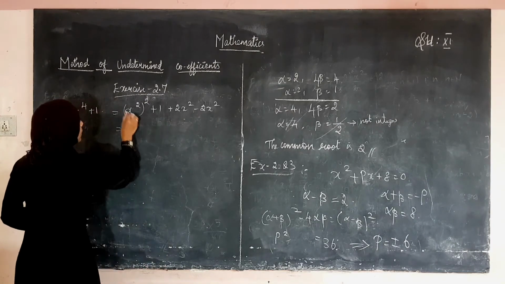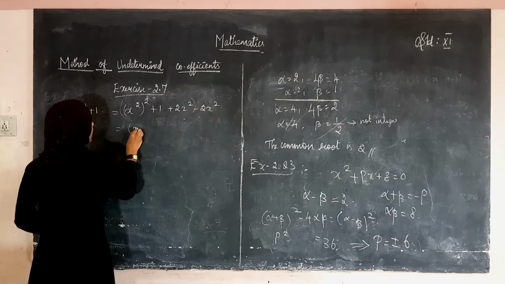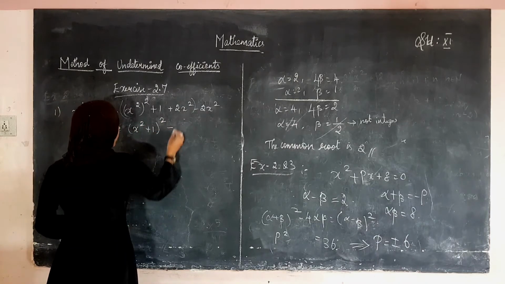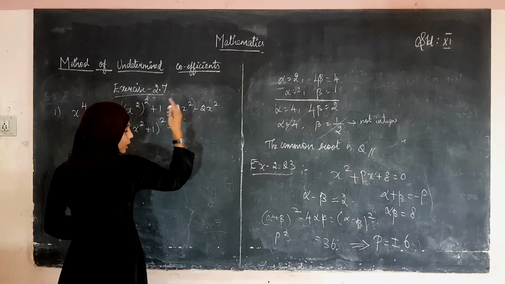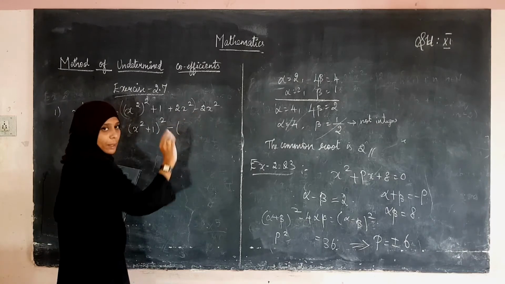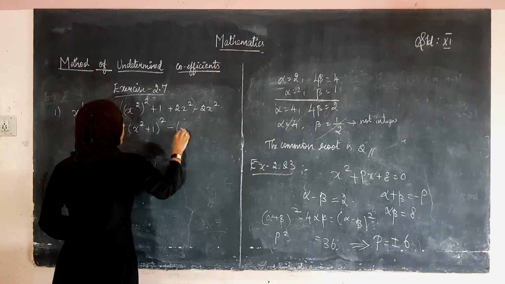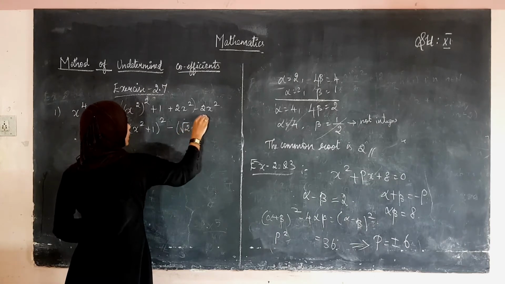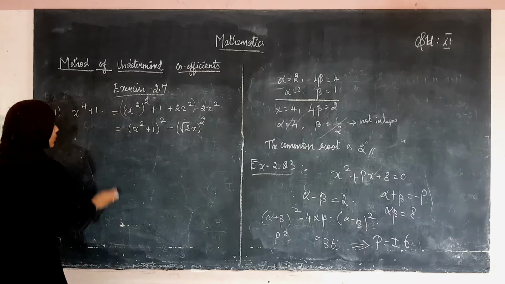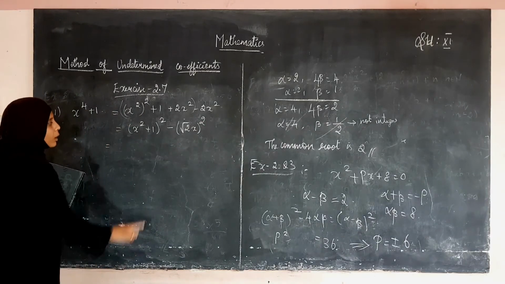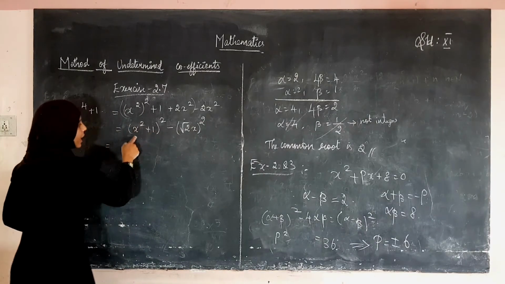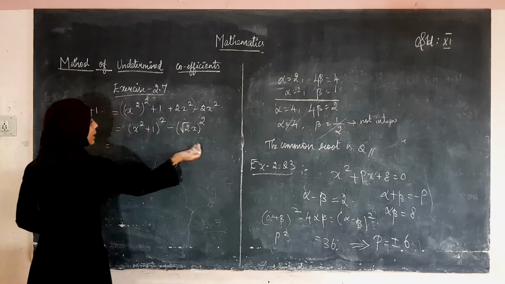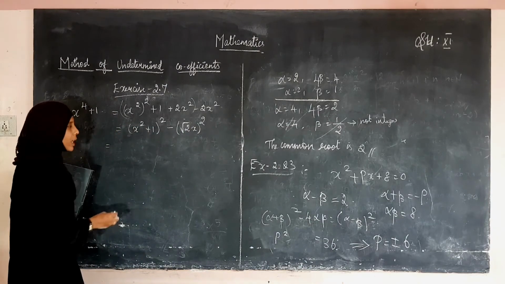So what happens? This alone becomes (x square plus 1) the whole square minus (2x) the whole square. This 2 can be written as square root 2 into square root 2, so root 2 into root 2 into x square, taking the square as common. Okay, so this is in the format of a square minus b square. Here a is x square plus 1 and b is root 2x. A square minus b square, what's the formula? A plus b into a minus b.